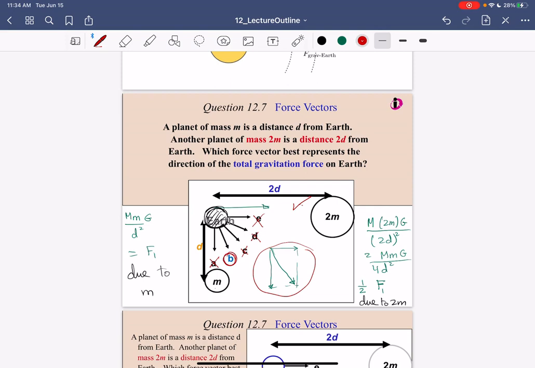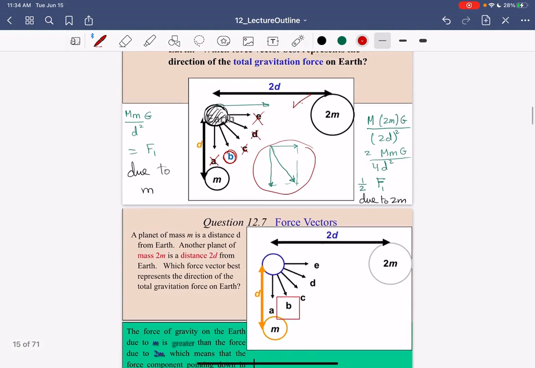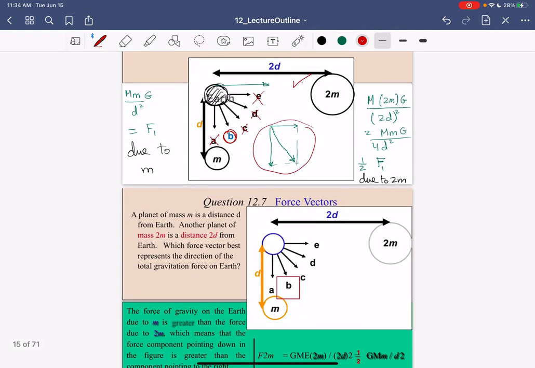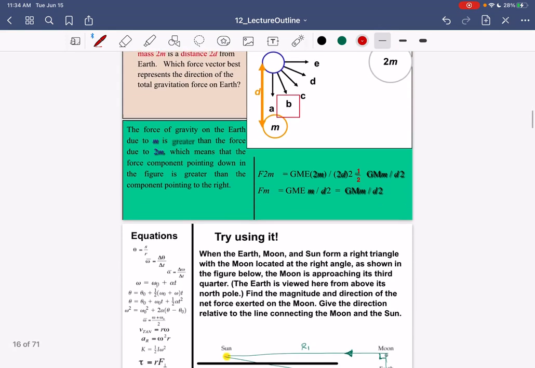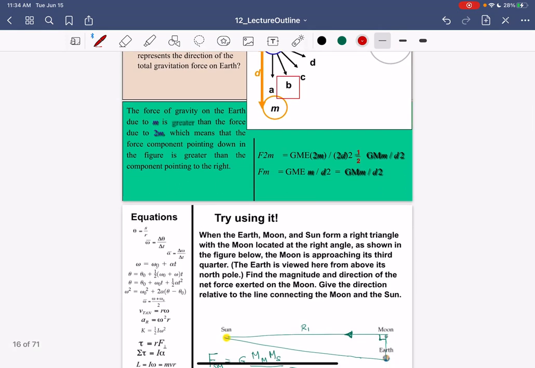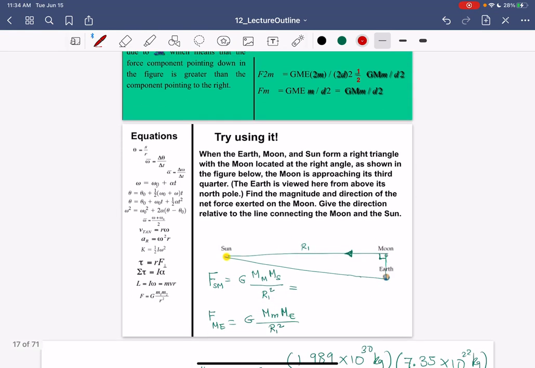Now, sometimes it's going to be difficult for you to make this kind of argument. You can have numbers and solve it, but first you need to know the relation between the two forces, which force is more than the other. Now we're going to try it here.